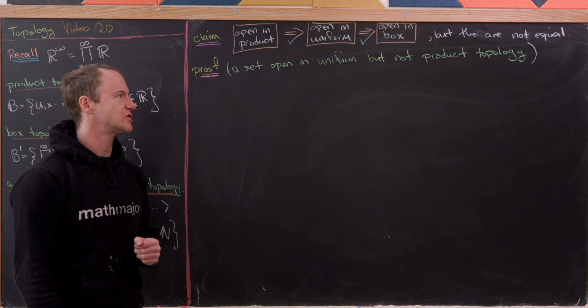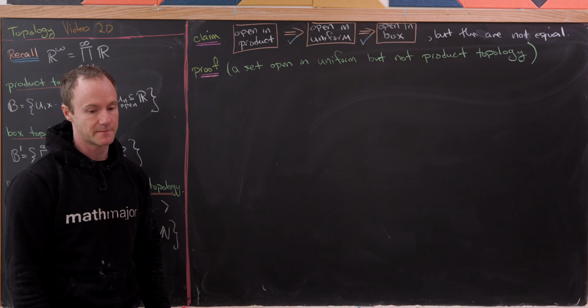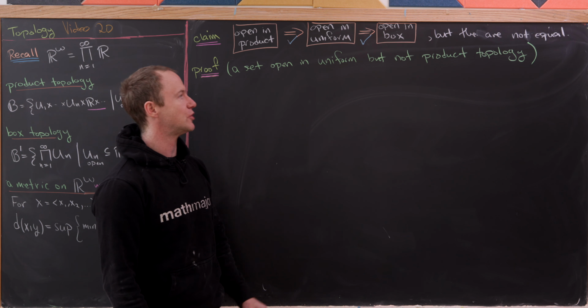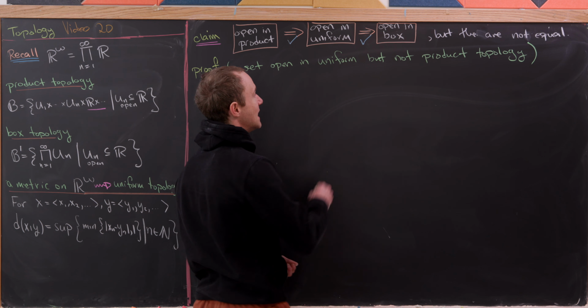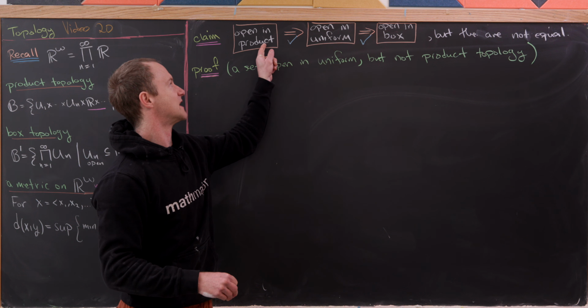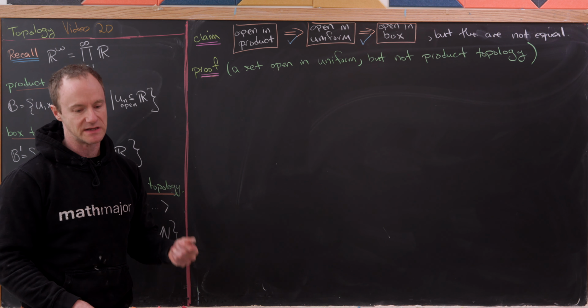Okay, so now let's get going showing that these produce distinct topologies on our omega. And we'll start by finding a set that is open in the uniform topology, but not open in the product topology. So that shows that this is really a one-sided arrow and not a two-sided arrow as needed.